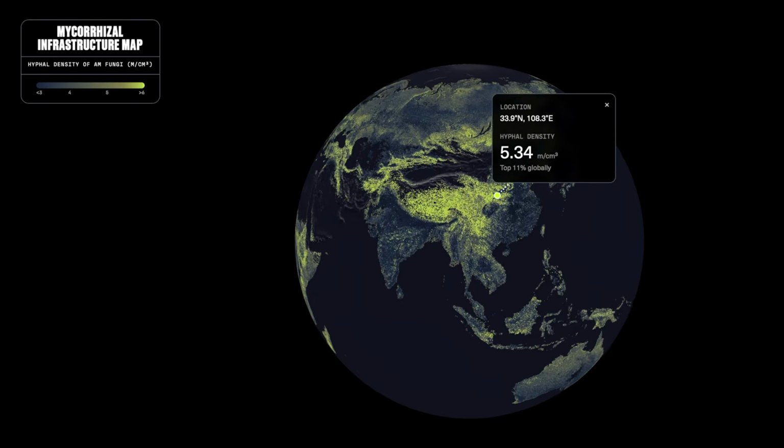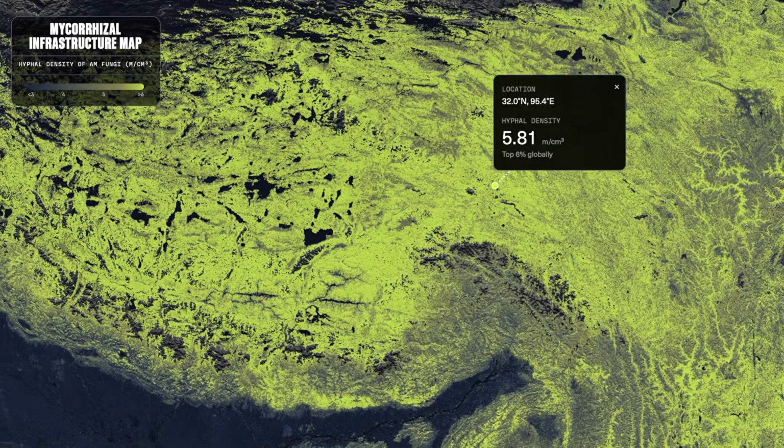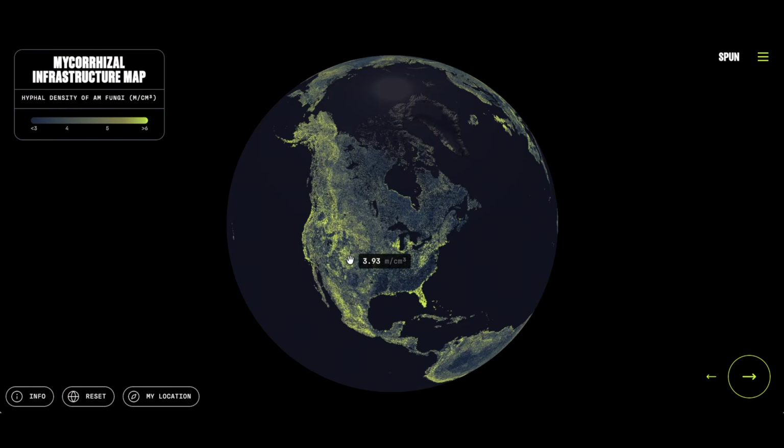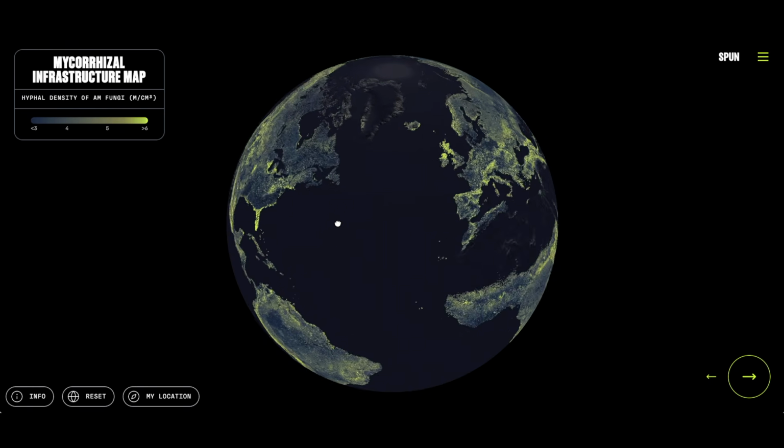To visualize these processes, we built an interactive map of the predicted density of mycorrhizal fungal networks across the planet at a 1 kilometer resolution. And this data is available to download. And it's very exciting because it's the first time that this fungal infrastructure has been quantified at this scale and this resolution. We asked a very basic question: just how many fungal networks are there on Earth?